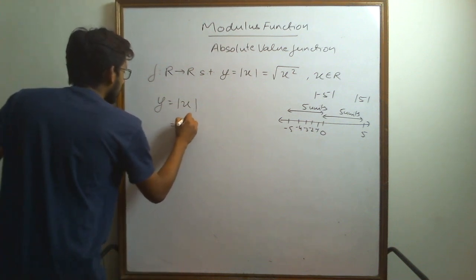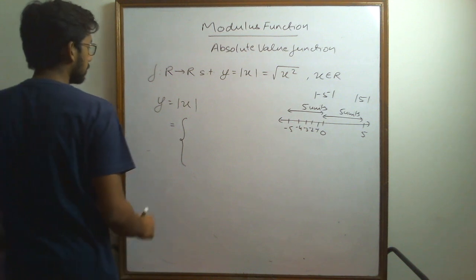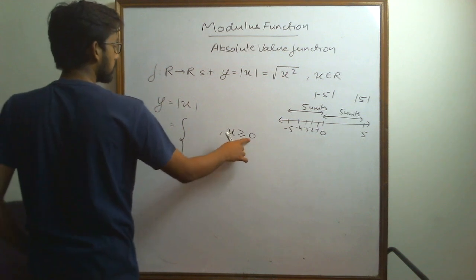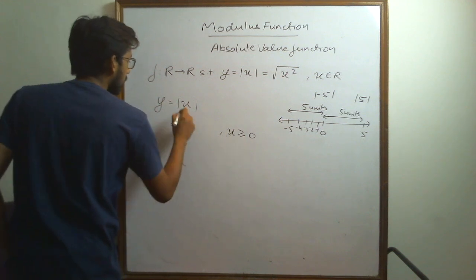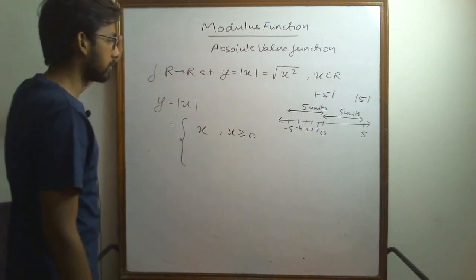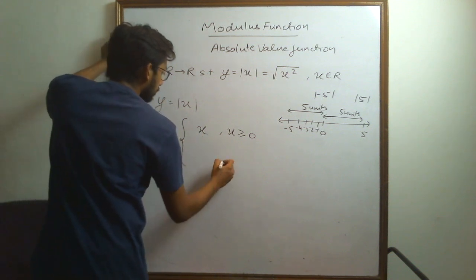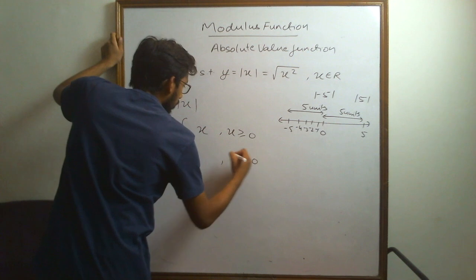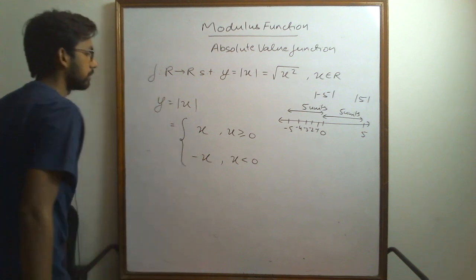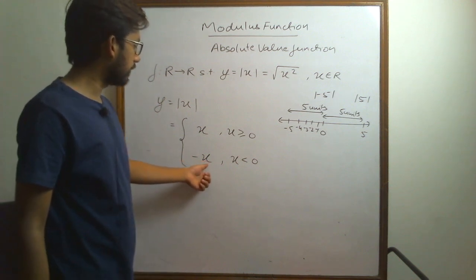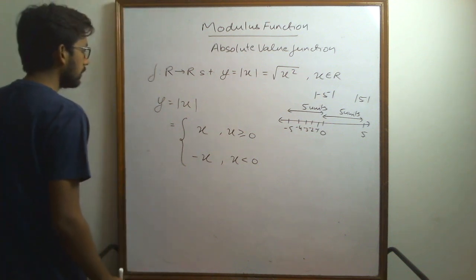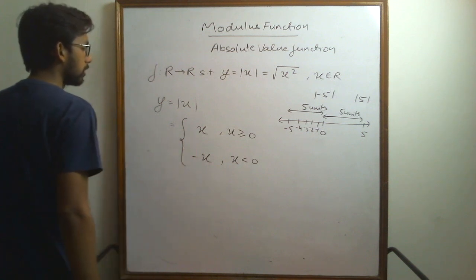With this, we can define it as a piecewise function. For all values of x greater than or equal to 0, that means x is positive or 0, mod x will come out of mod as it is and we will write it as x, since it is positive already, or 0. For x less than 0, that is when it is negative, mod x will be written as minus x, since the negative of a negative number will give us the positive value, which is the absolute value of x. So this is how we define the modulus function.